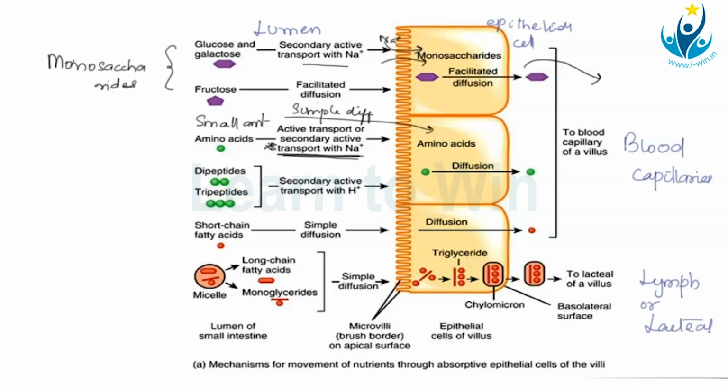These transporters are called glucose transporters, which have a symbiotic movement with sodium, right? The same glucose transporter is used to transport amino acids into the cell. Otherwise, they can also use energy, that is, they take active transport. If they are in the form of dipeptides or tripeptides, they'll use ATP and move into the epithelial cells. From there, they also move into the blood capillaries.